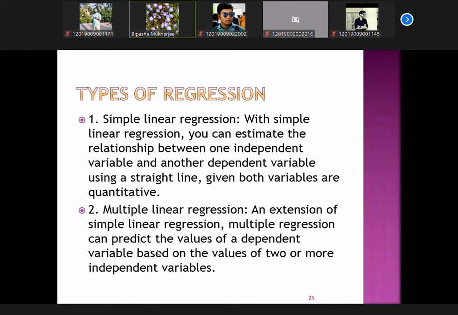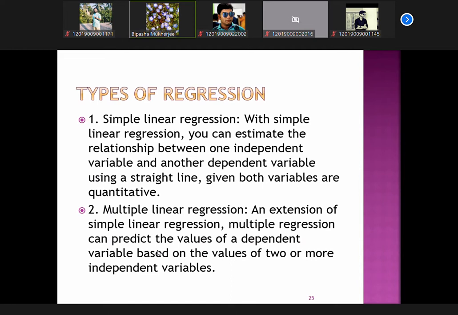So simple linear regression basically follows a rule similar to a straight line. If you take the y value and x value and draw them, this will give you a straight line. It means for every change in x, there will be a change in y. If the change in both is in equal ratio, then it is simple linear regression. In simple linear regression, there will be one y and only one x.